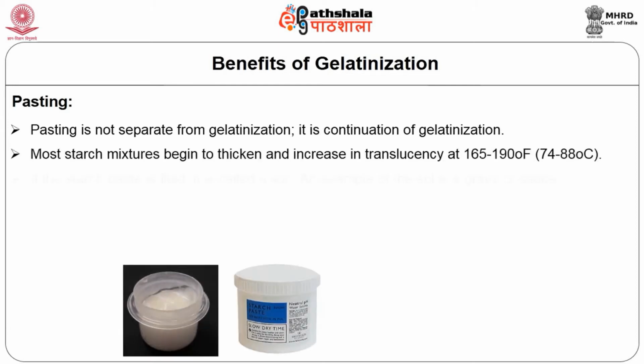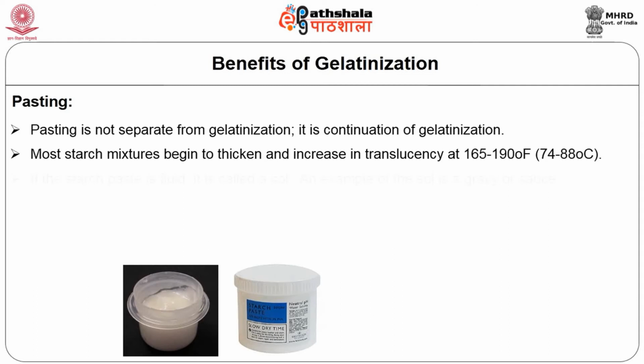Most starch mixtures begin to thicken and increase in translucency. What is this term translucency? You know the meaning of opaque, and the opposite is transparent. So, between the two you have a term called translucent. You can understand that. So, that is the consistency we are talking about. Probably when you use corn flour in your house to make a soup, and you can think of that consistency, that is what we call translucent. It is partly transparent. Translucency at 165 to 190 degrees Fahrenheit.